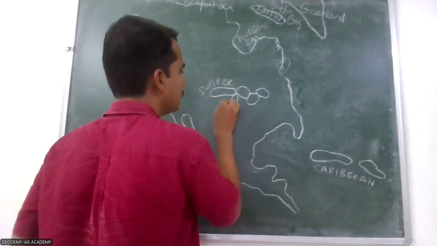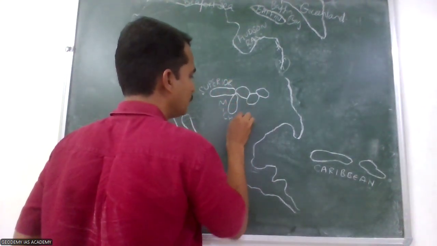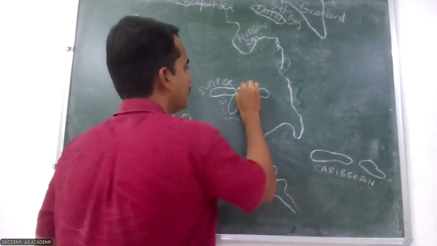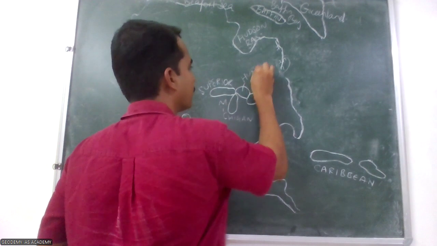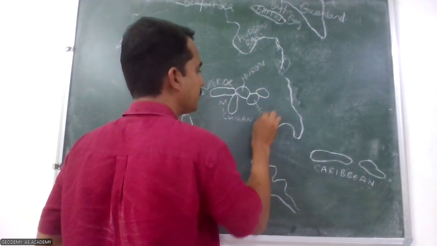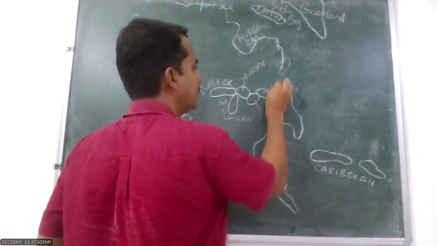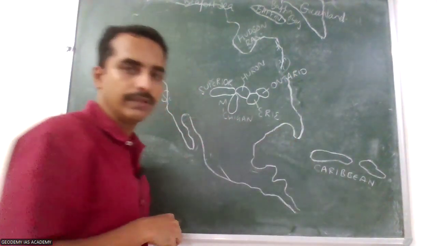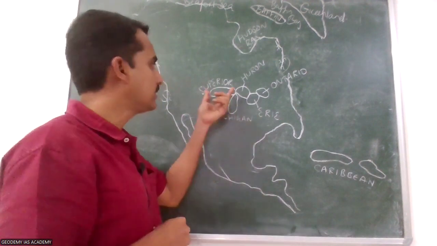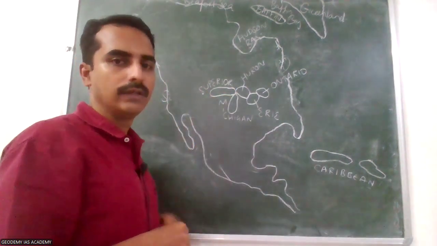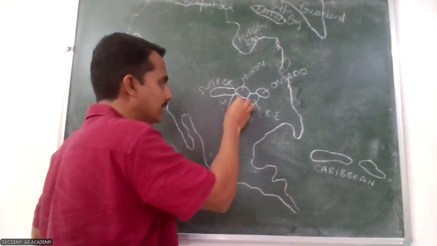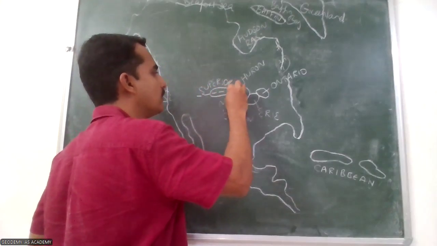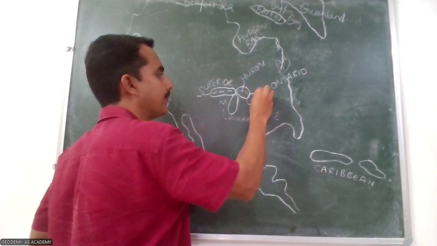These lakes are located on the boundary of USA and Canada, actually. Michigan Lake, Huron Lake, Erie Lake, Ontario Lake are the major lakes. Superior Lake is the largest freshwater lake in the world. Here, Michigan Lake alone lies fully in USA. In other lakes, the midline is the boundary between USA and Canada.